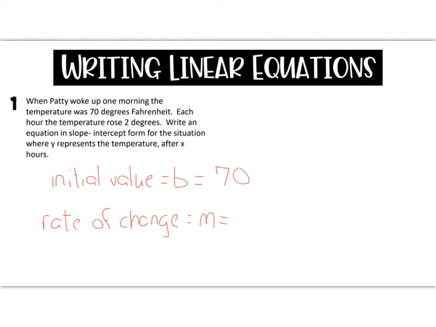Then the rate of change, here's a key word that you're going to look for. Each hour, each something, the temperature rose 2 degrees. 2 degrees every hour. That's a rate of change. That is going to be m. That is your slope. So it is 2. So we're going to write in the form y equals mx plus b. And we're going to say y equals 2x plus 70. So when we look at this, we see that it started at 70 and it's rising 2 degrees every hour. We can plug any number of hours in here and find our current temperature.